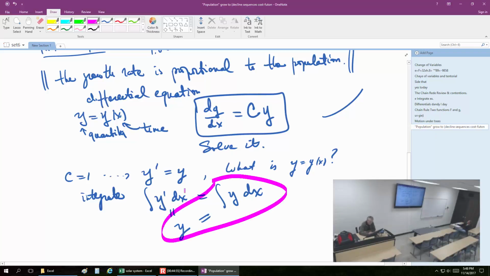This is what we've got. We still don't know what this integral of y is. Why? We cannot integrate y until we know it. Since we don't know it, not only is the left-hand side unknown, the right-hand side remains unknown too. So that's the problem with differential equations, that they cannot be solved by integration.